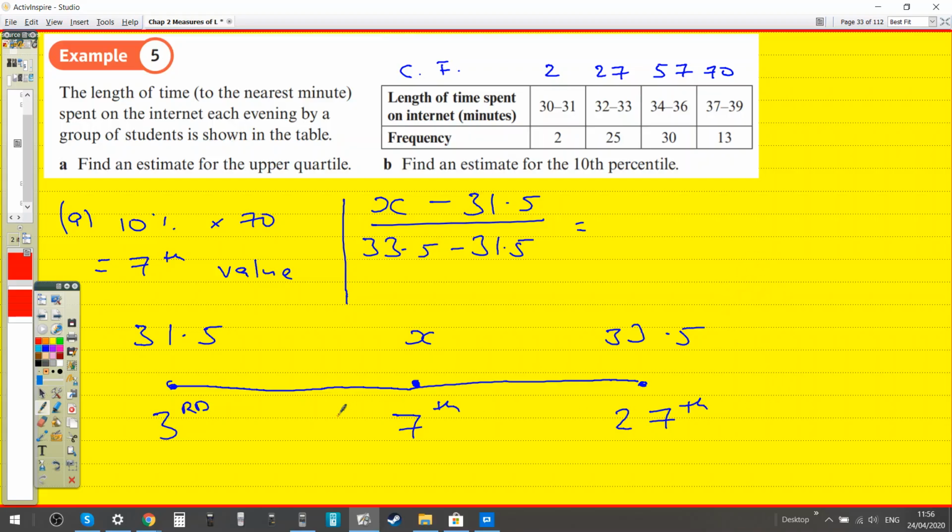It's essentially just the same but for the bottom. So is it just equal to 33.5 minus 31.5? The bottom of this part down here. So do the same thing for those because they match up with each other. So is that 7 minus 3 over 27 minus 3? Yep. Okay.